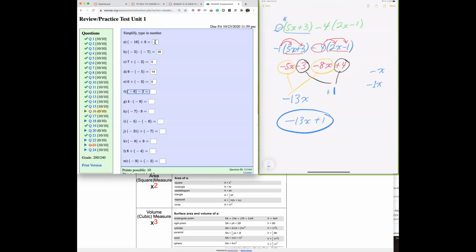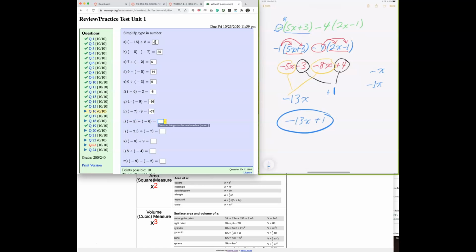Negative 6 minus 2, so you're at negative 6 and you're going to go 2 more negative. It's going to be negative 8. And then 4 times negative 9, signs are different, so negative answer. Negative 36. Negative 7 times negative 9, negative 63.